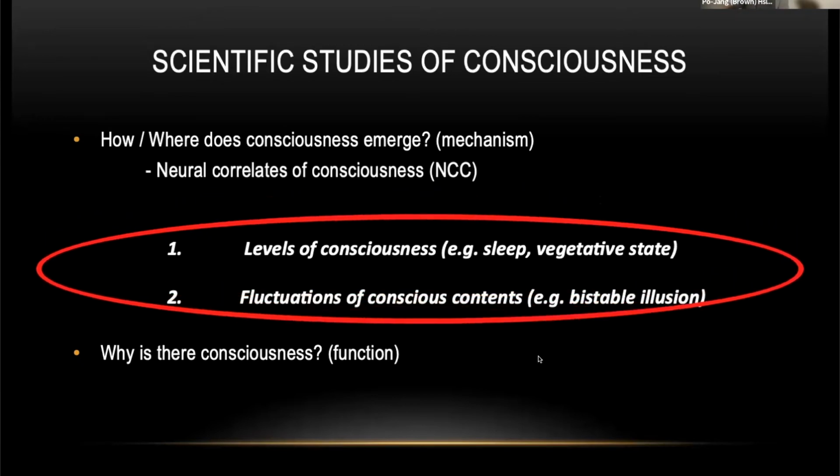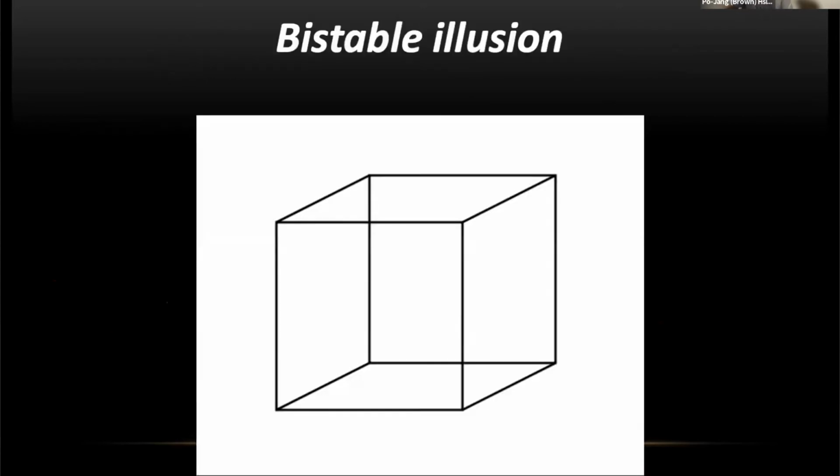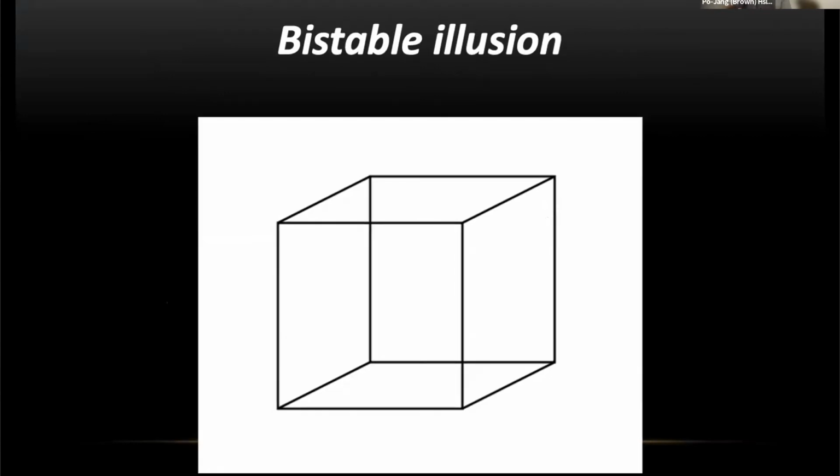Okay, so now let's move on to the second direction, which is another way to study neurocorrelates of consciousness. Okay, so in this way of studying neurocorrelates of consciousness, usually people will use a paradigm called bistable illusion. And if you've never seen a bistable illusion, here's one example called the Necker cube. So in the Necker cube, you see a cube like this. And usually you will have at least two different kinds of percept when you're observing this figure.